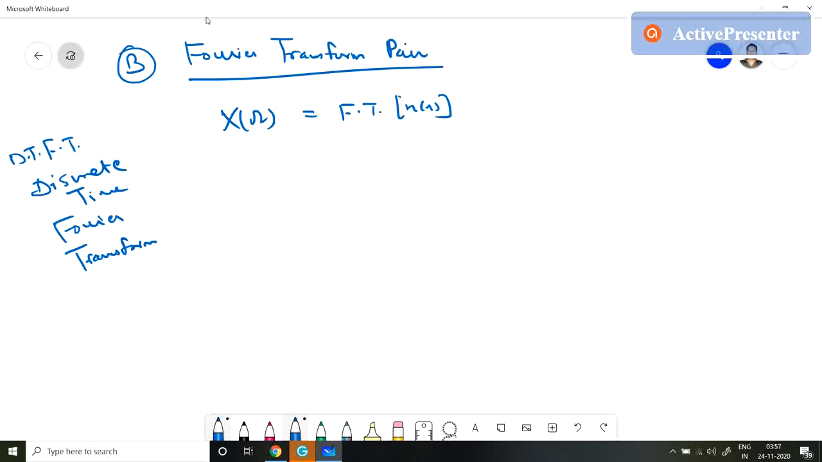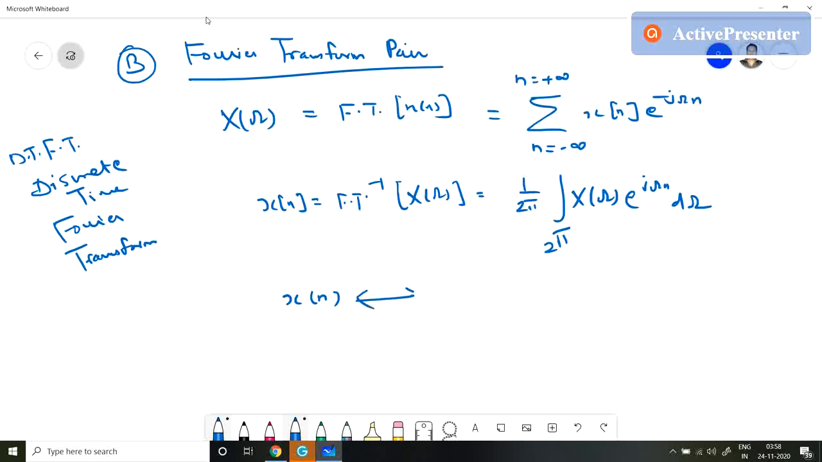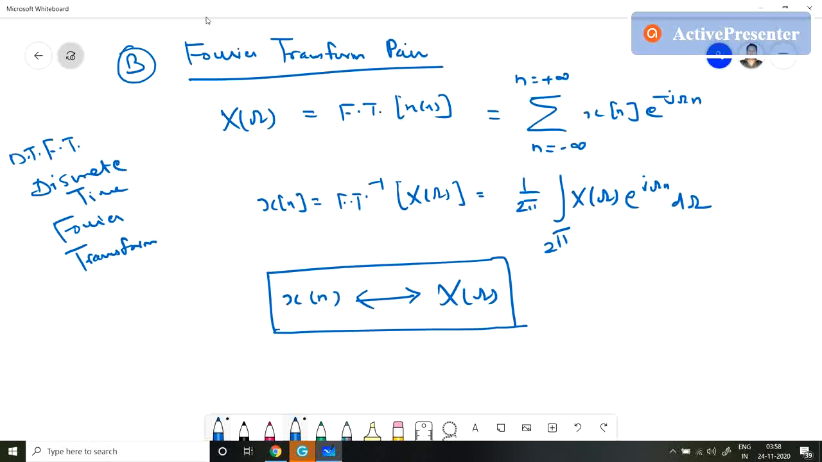So X(Ω), the Fourier transform of x[n], is equal to the summation n equals minus infinity to plus infinity of x[n] e raised to the power minus jΩn. If we find x[n], that is the inverse Fourier transform of X(Ω), it is equal to 1 divided by 2π, integration over 2π of X(Ω) e raised to the power jΩn dΩ. So this is a Fourier transform pair.